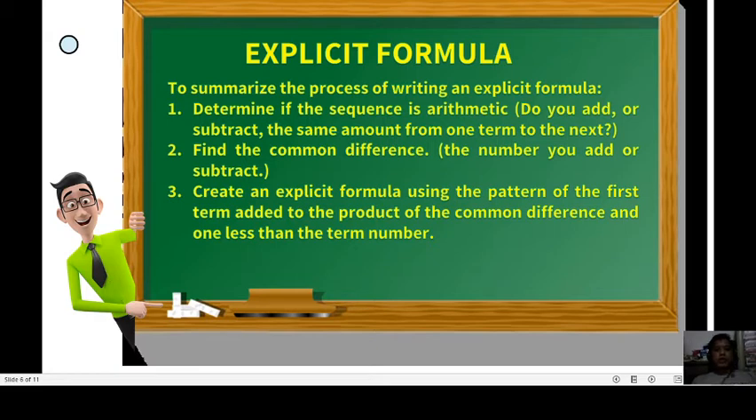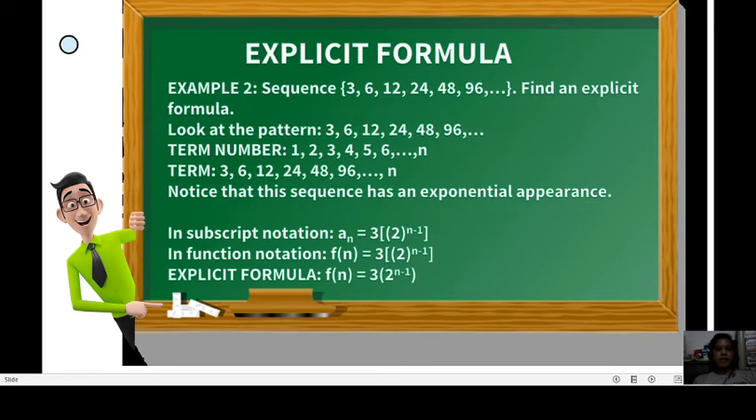So, pwede naman din dito yung geometric sa explicit formula. Pwede din naman yung Fibonacci sequence. So, take a look at our second example.